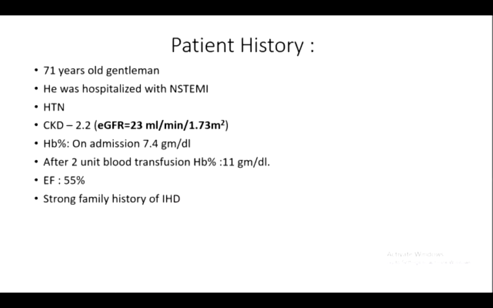This is a 71-year-old gentleman. He came to us with non-STEMI. He's hypertensive. His creatinine was 2.2. Today, his creatinine was 1.8. And his hemoglobin on admission was 7.4 grams. After 2 units of blood transfusion, the hemoglobin is at present 11 grams per dL. His ejection fraction is 55%, and he has a very strong family history of coronary artery disease.